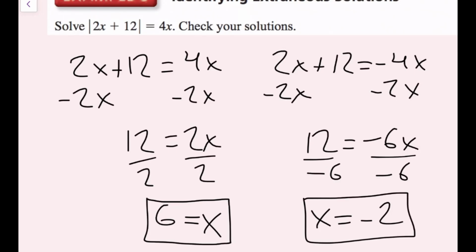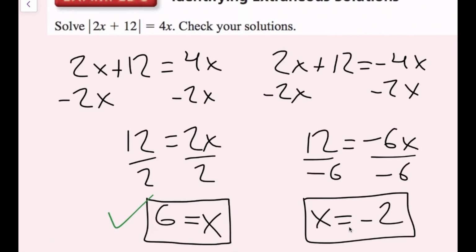So when I look back up at my original equation, I'm just going to check my answers. So if I plug 6 in, I get 2x, so that's 2 times 6, which is 12. 12 plus 12 is 24, absolute value of 24 is 24. Over here, I get 4 times 6, which is 24. So I know that this value for x, 6, works.